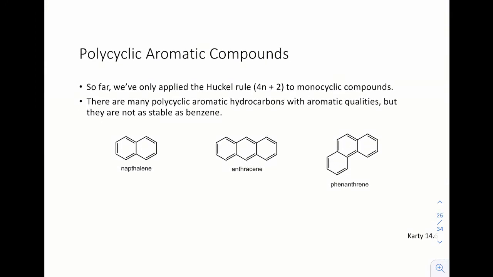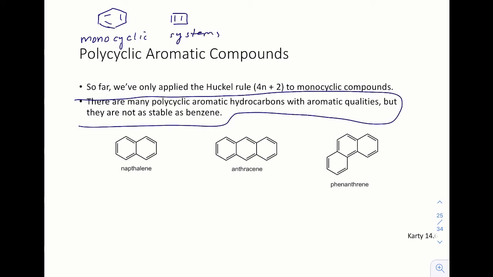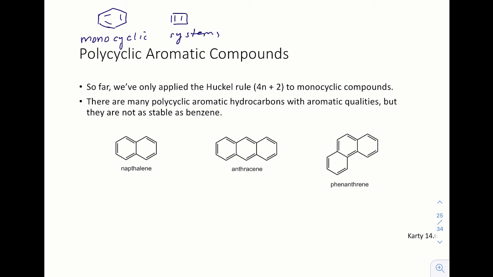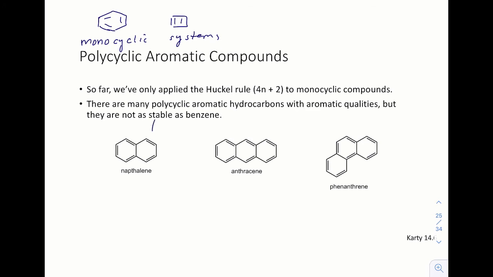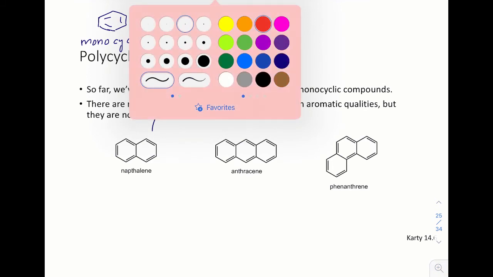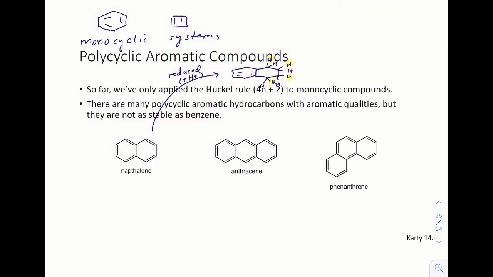We've limited our discussion thus far to monocyclic systems, such as benzene and cyclobutadiene. However, there are many polycyclic aromatic hydrocarbons encountered in the lab and in nature. They do have stability due to having aromatic properties, but they're not quite as stable as benzene. For example, naphthalene can be reduced under relatively mild conditions to generate this species. So it is a bit more reactive than benzene. However, you know what, it also does have some stability due to being aromatic.